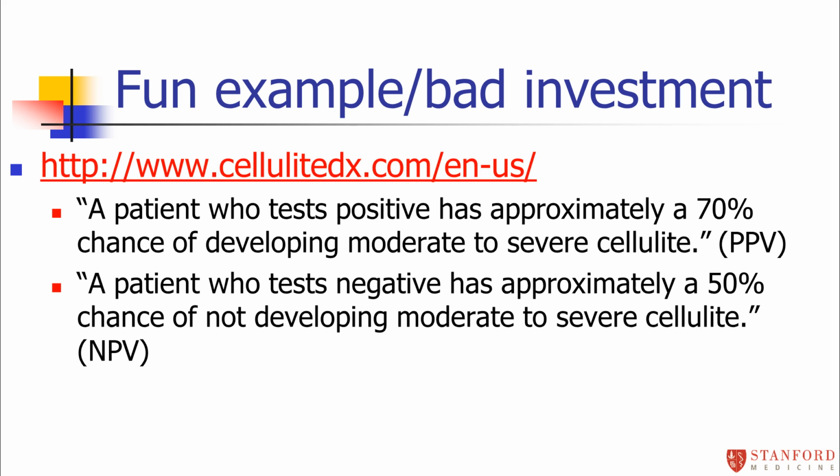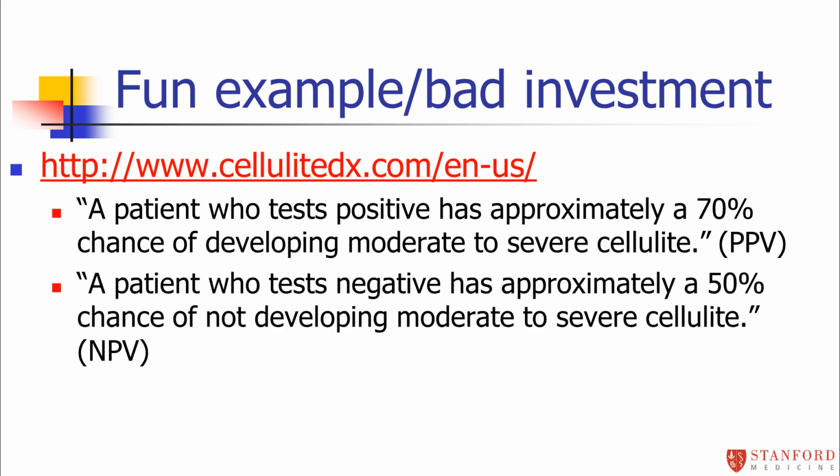Now, if you're thinking about this carefully, right away you can see that this test is not terribly useful, right? If you test positive, you have approximately a 70% chance of developing moderate to severe cellulite. If you test negative, notice you still have a 50% chance of getting moderate to severe cellulite, right? It's not terribly different. 1 minus 50% is 50%. So if you test positive, it's a 70% chance. If you test negative, it's still a 50% chance. So right away, you kind of see, is this really that useful, even assuming that there's something you can do to intervene and prevent the onset of cellulite?